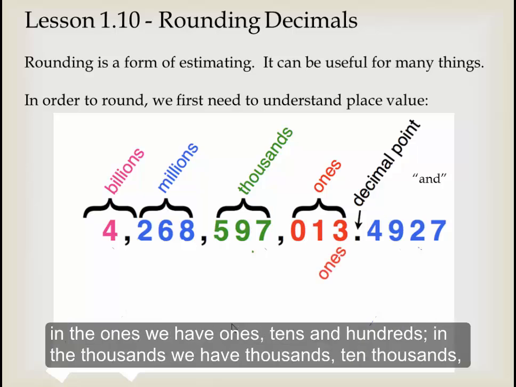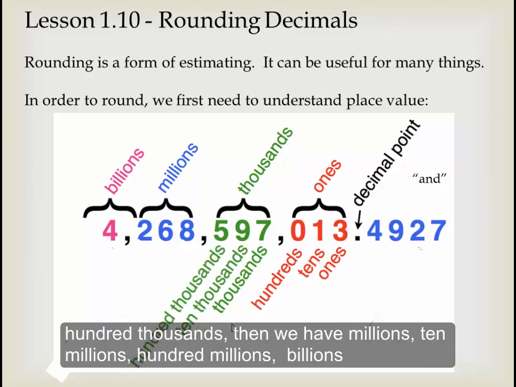In the ones, we have ones, tens, and hundreds. In the thousands, we have thousands, 10,000s, 100,000s. Then we have millions, 10 millions, 100 millions, billions.